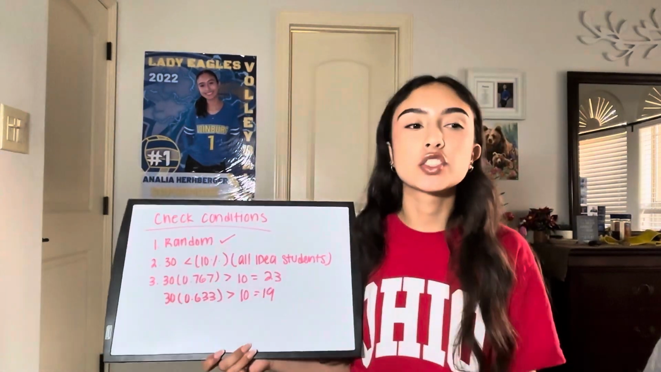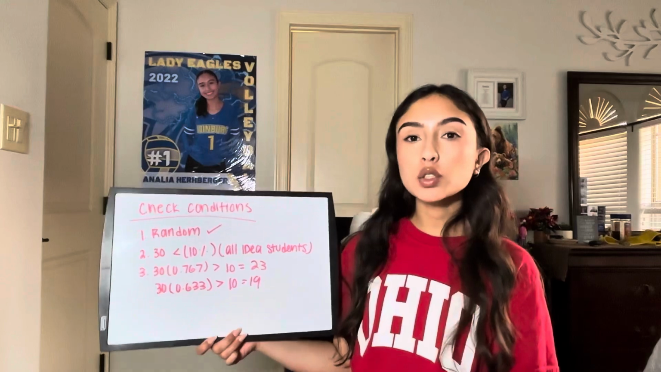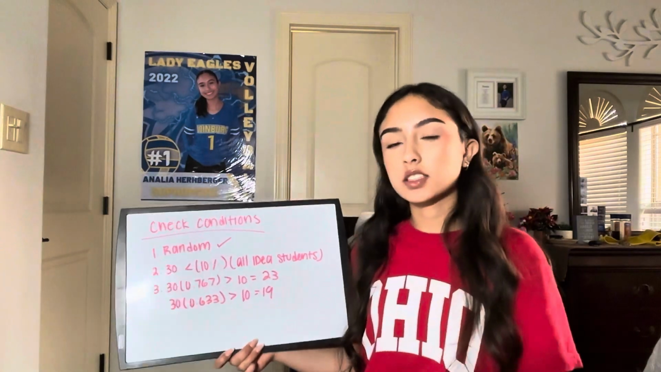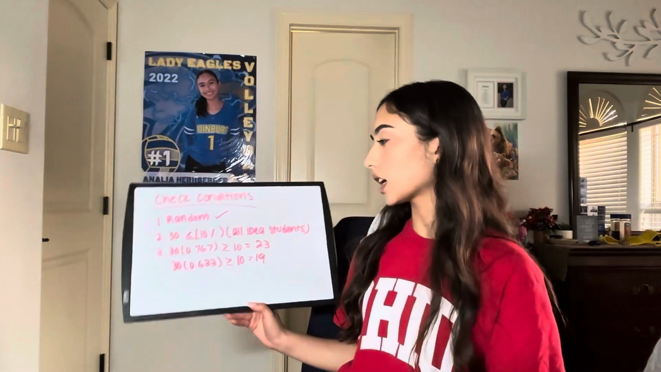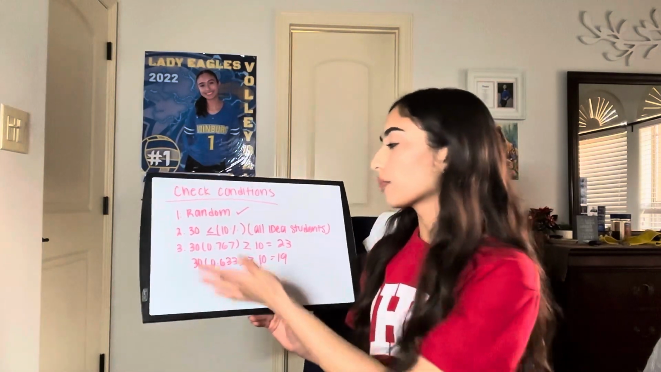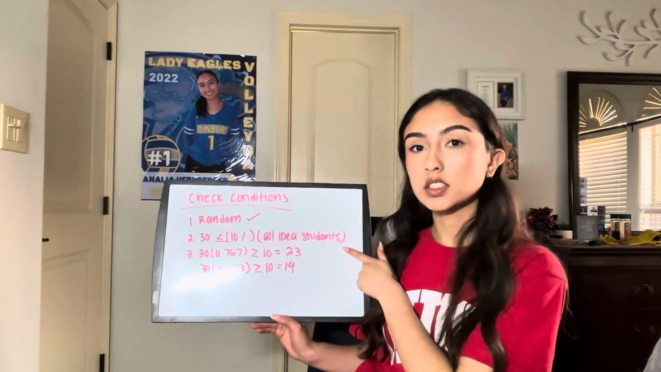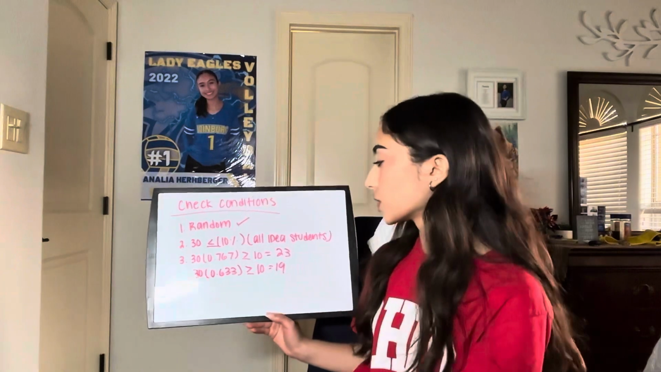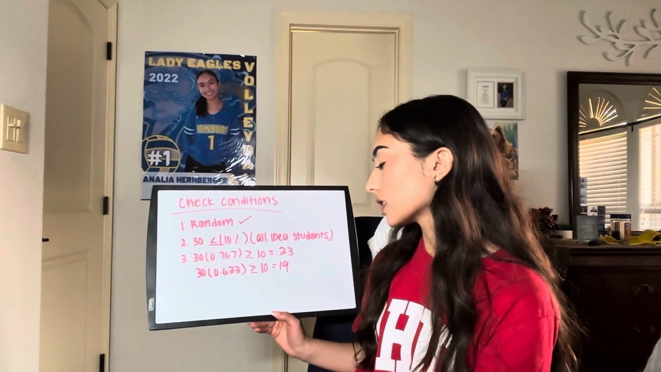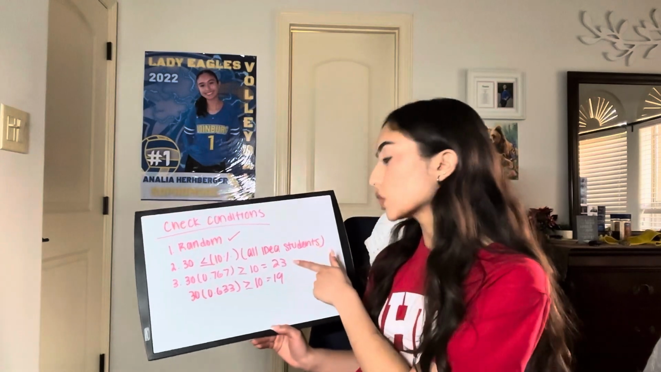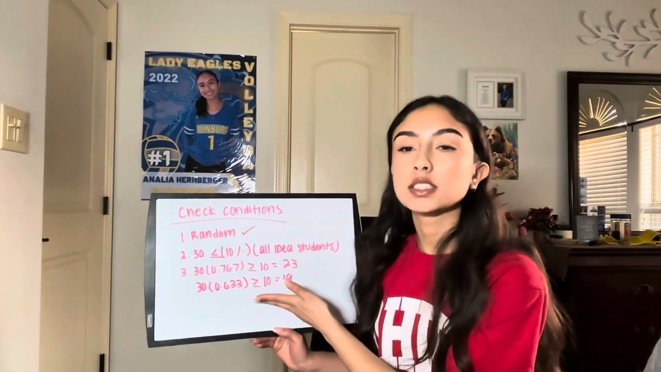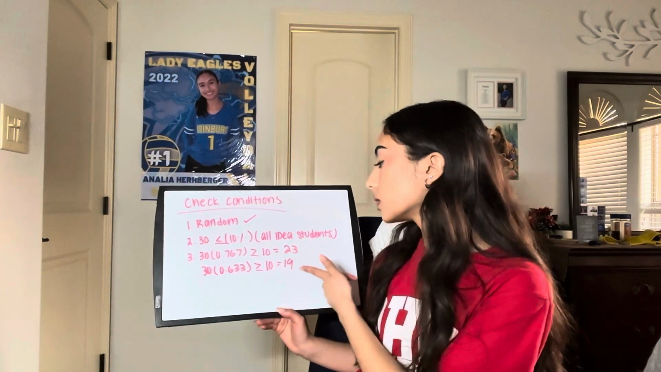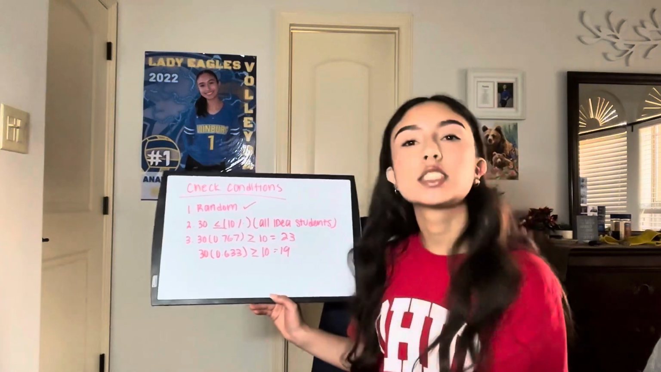Before I started my calculations to get the p-value, first I had to check the conditions. It is random because I collected a random sample of 30 IDEA students. Then I checked the 10%, which was 30 is less than or equal to 10% of all IDEA students, which does check. Then the large count, which is 30 times 0.767 is greater than or equal to 10, which comes out to 23. And the same thing with the second sample, which was 30 times 0.633 is greater than or equal to 10, which came out to 19. So all the conditions check.